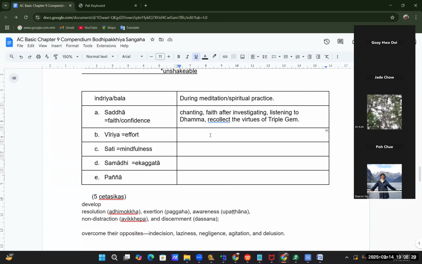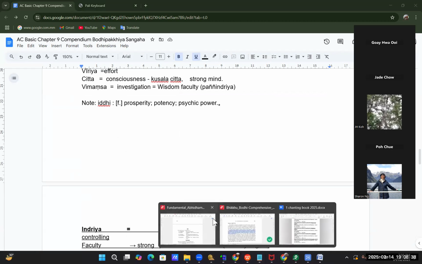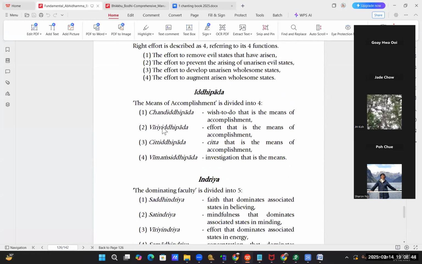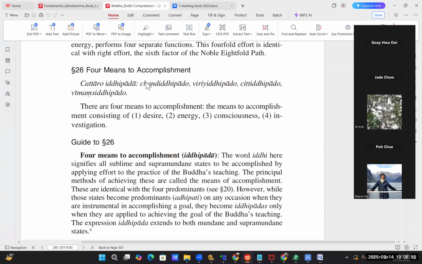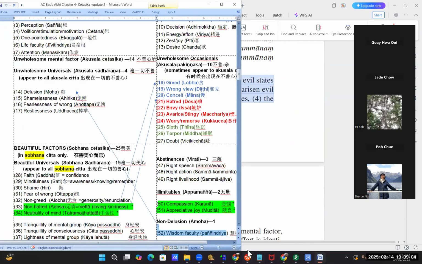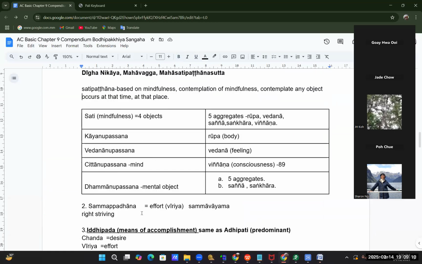Now, effort. Remember just now we have 4 types of effort, okay? Two efforts about unwholesome, two efforts about wholesome. So I will copy from Bhikkhu Bodhi, because only his I can copy. The fundamental I cannot copy. Right. Now, this is the Sammappadhana.